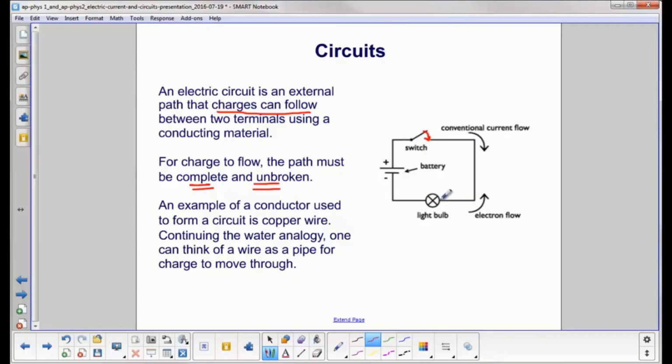This is a pretty standard symbol for a light bulb. This is a symbol for a battery. The longer horizontal line is the positive end of the battery. A great example of a conductor is copper wire. And if we want to continue the water analogy, you can think of this wire as a pipe for water to move through. In other words, for the copper wire, electrons are moving through. If you have a water system, water is moving through the copper pipe.